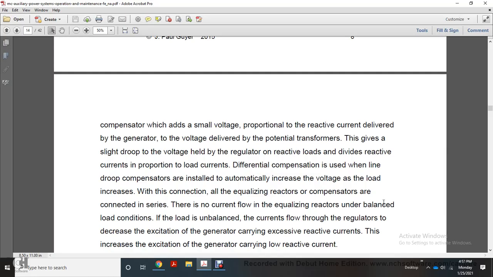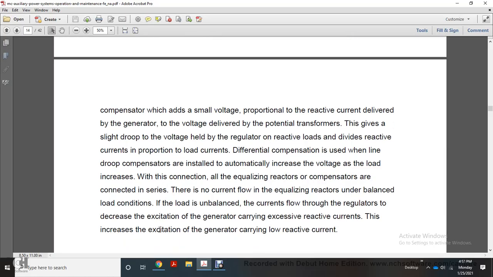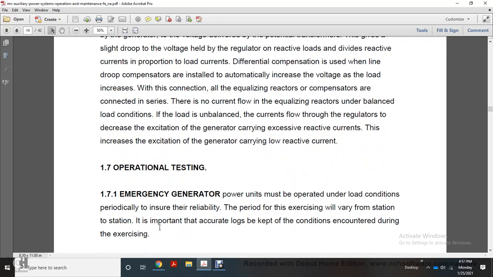When the equalizing reactors are unbalanced, under load conditions, unbalanced current flows through the regulators to decrease the excitation of the generator carrying excessive reactive current. This increases the excitation of the generator carrying low reactive current.